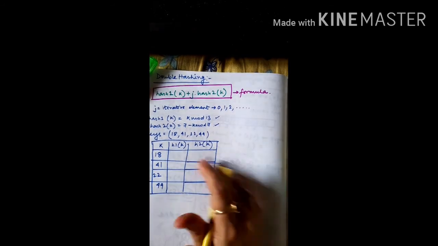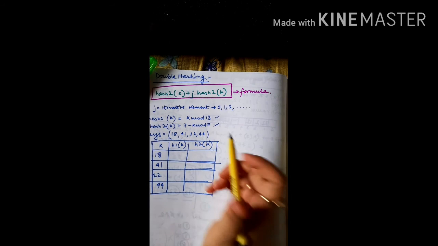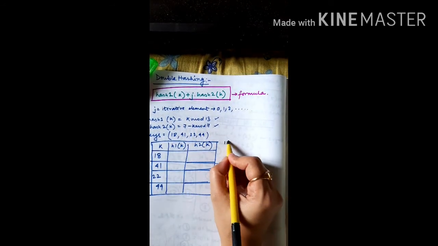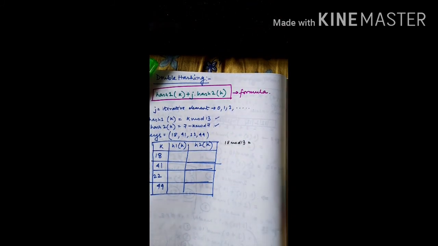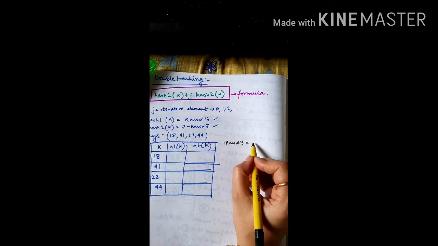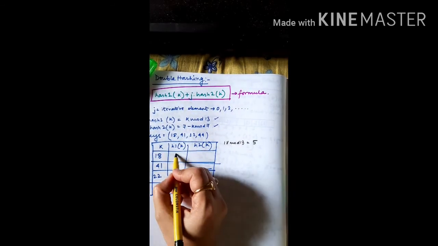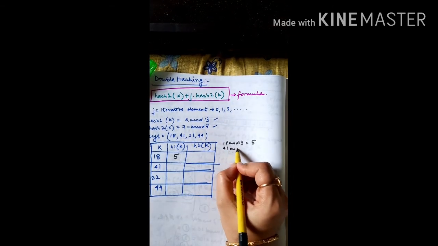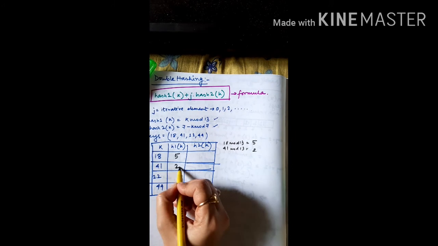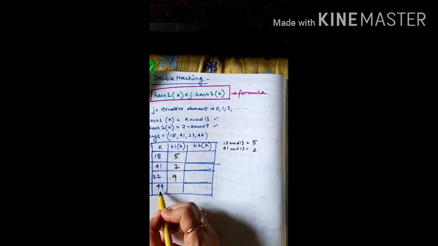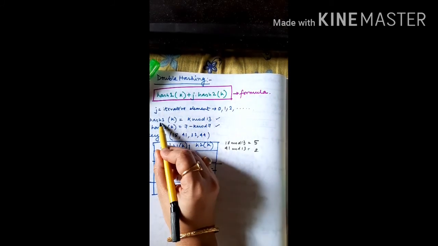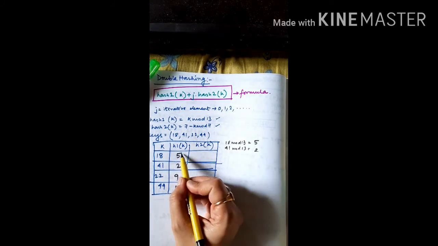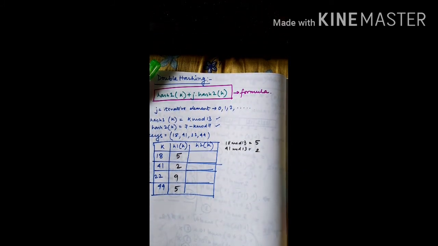Hash function 1 on key says k mod 13. Now 18 mod 13 will give us how much? 18 divided by 13 is 1, so 18 minus 13 is 5. Remainder is 5. 41 mod 13, the remainder is 2. 22 mod 13, the remainder is 9, and 44 mod 13, the remainder is 5. So if we apply hash function 1 on our keys respectively, these are the four hash function 1 values.